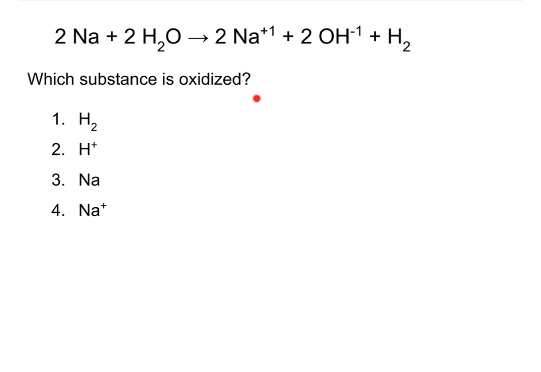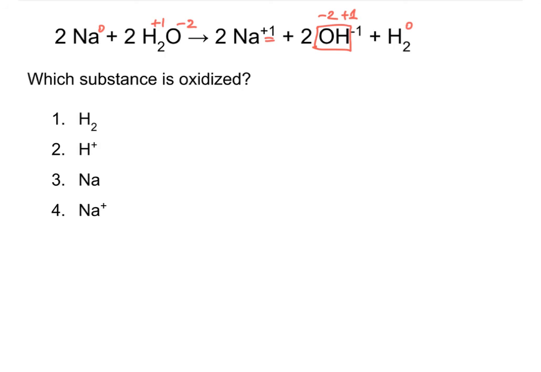To answer this question, which substance is oxidized, we need to see which substance increases in its oxidation number. So we start by assigning oxidation states. Uncombined elements are 0, oxygen -2, hydrogen +1. Sodium already has a charge, and this is a polyatomic ion. Overall charge is -1, hydrogen in it +1, and oxygen -2.